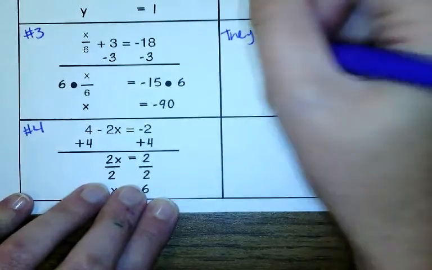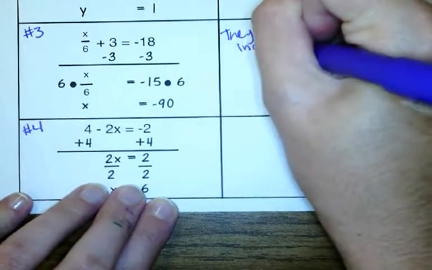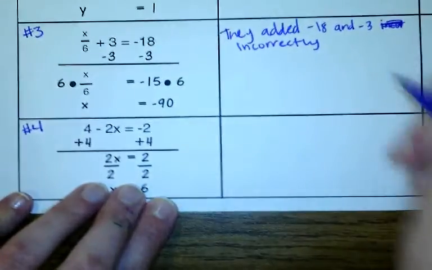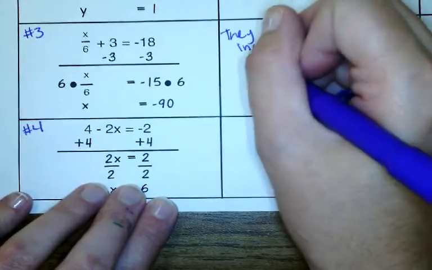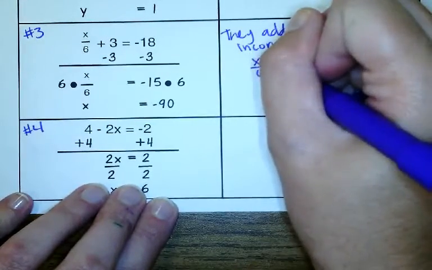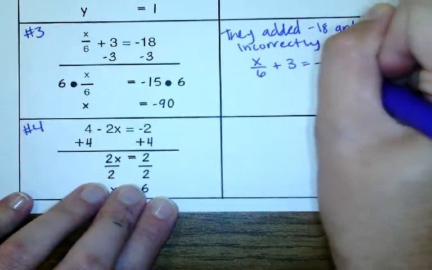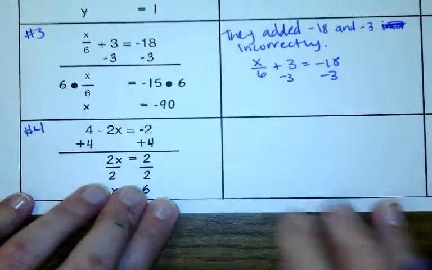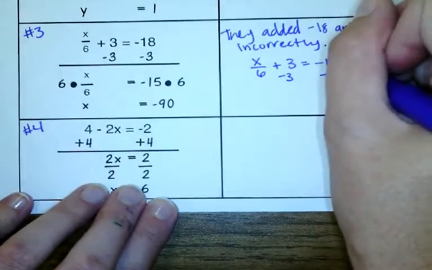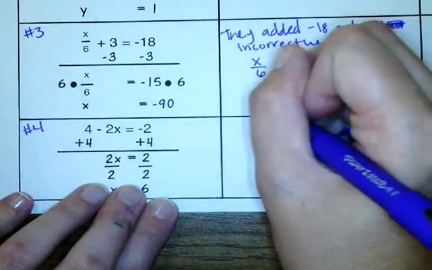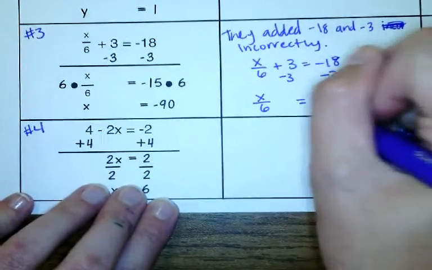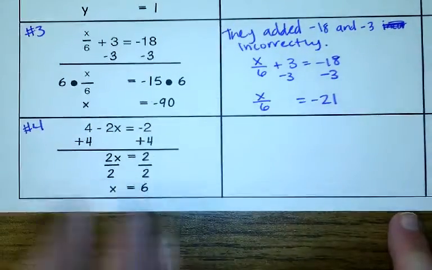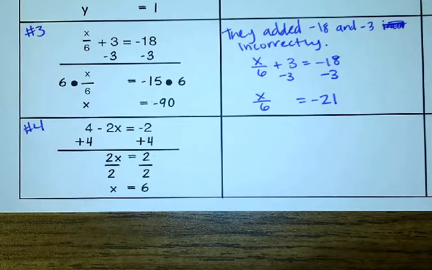Incorrectly. So if we do this correctly, we should say, okay, x over 6 plus 3 is equal to negative 18. So what is the correct answer when we add it? What is going to be correct there? So x over 6 is equal to negative 21. You could have also said they subtracted 3 incorrectly from negative 18.